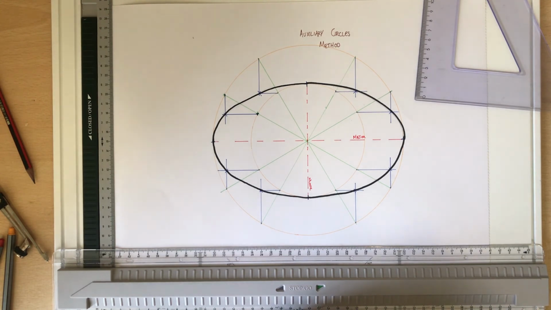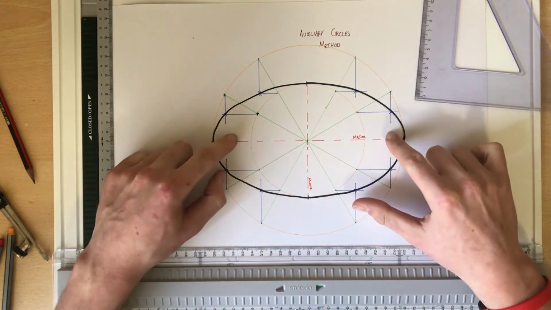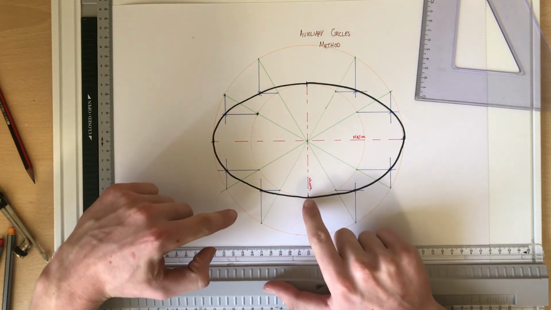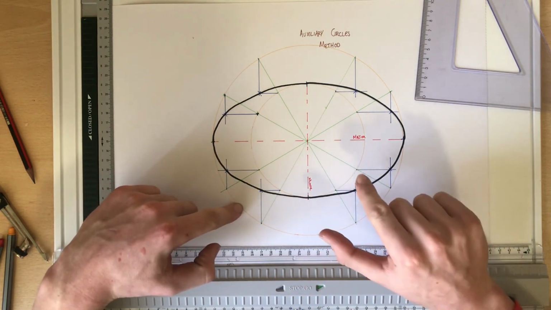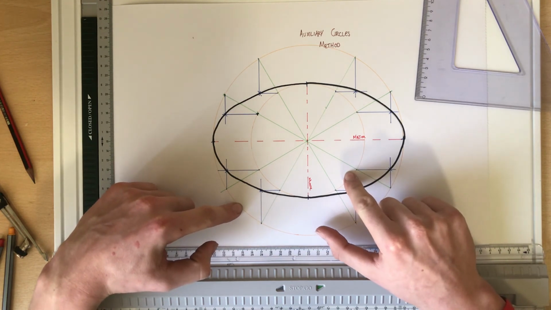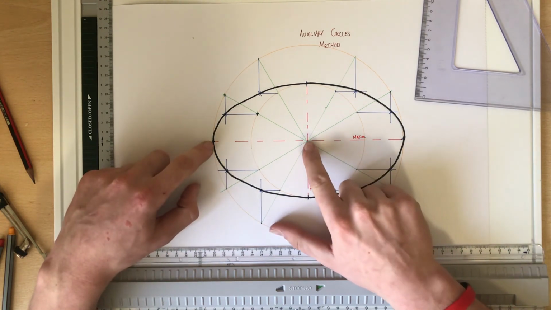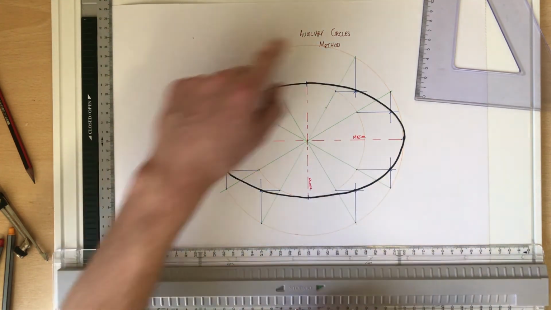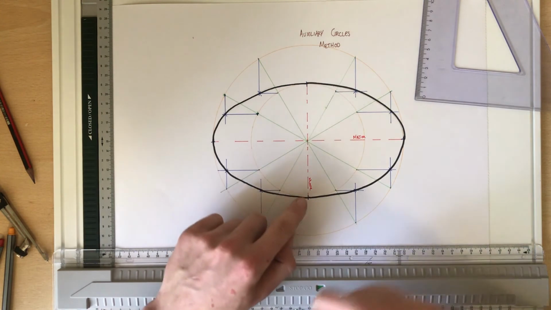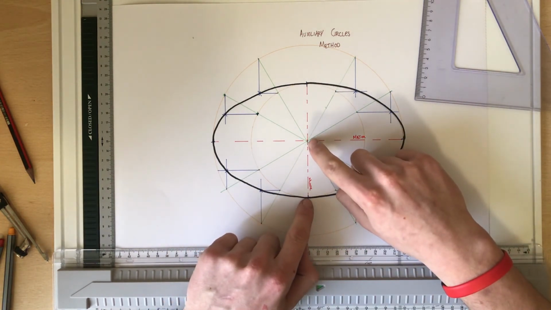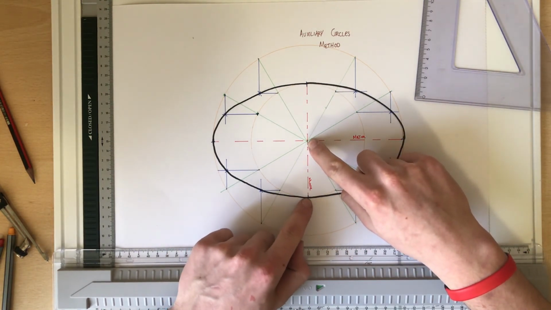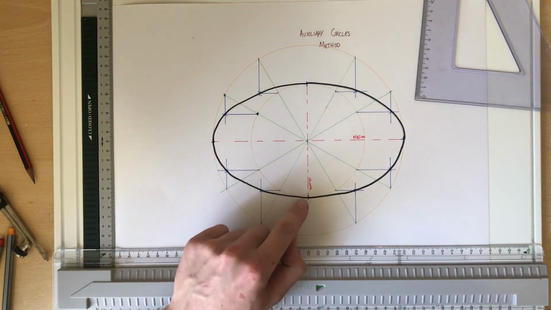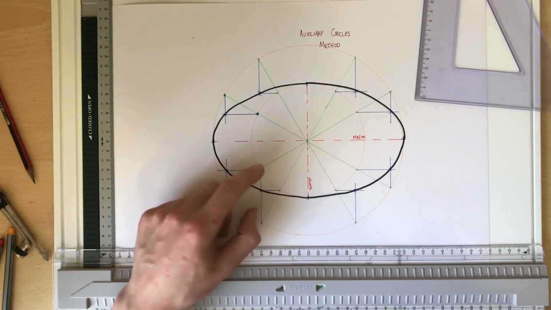So to recap, we had our major and our minor axis. We found our major and our minor auxiliary circles by getting a radius of half of the major axis for the major auxiliary circle and swinging an arc from the center point. And same, we got a radius of half of the minor axis for the minor auxiliary circle and swung an arc right around to get our minor auxiliary circle.